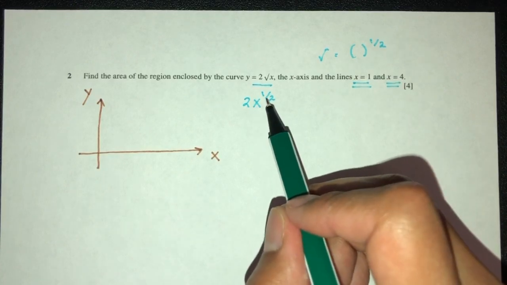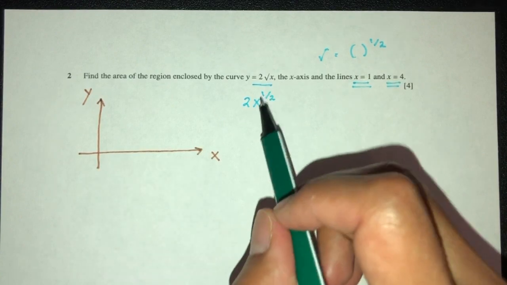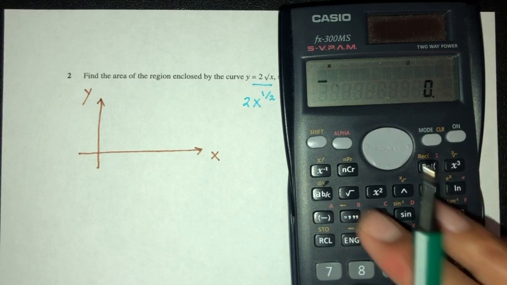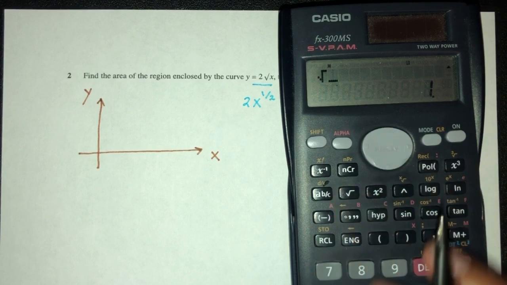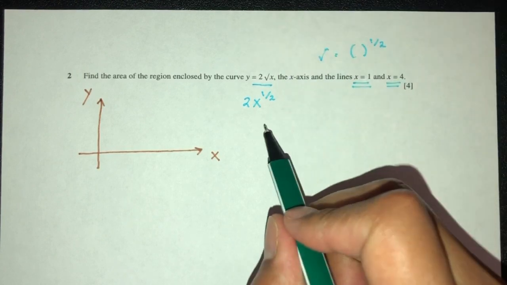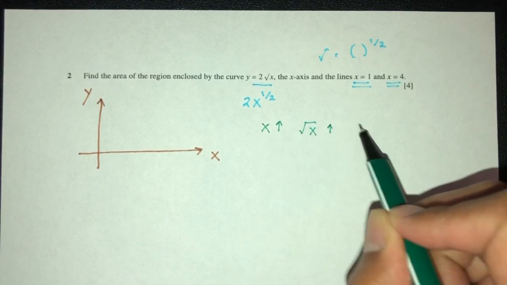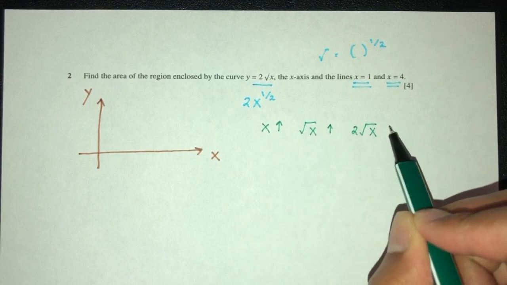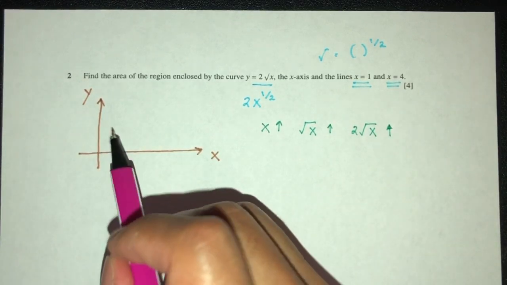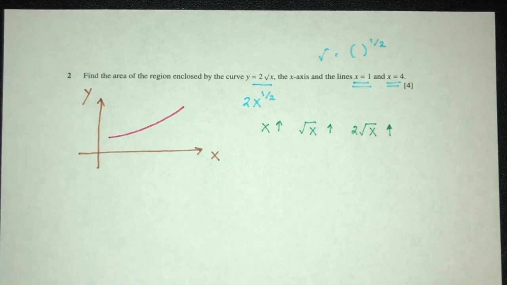Now we can realize as the value of x increases in this direction, what happens? We can check: root of 1, root of 2, root of 3. As you can see, it increases, right? As the value of x increases, the value of root x also increases, which means the value of 2 root x also increases. It is just an idea for us to make a sketch, so we can simply assume the graph will look something like this. It is only a sketch.